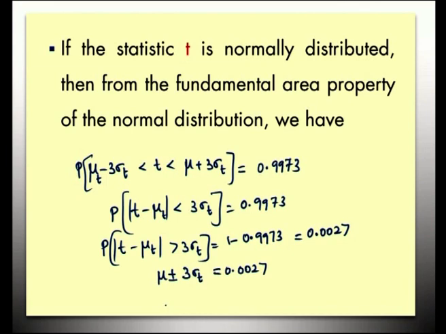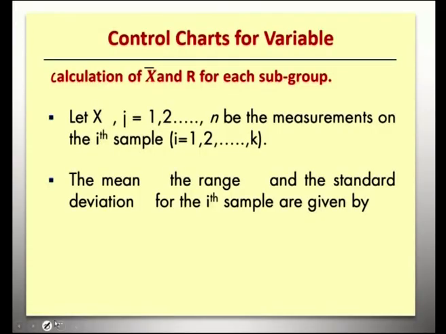Control charts for variables. As already discussed, there are two types of control charts: one is control charts for variables and the other is control charts for attributes. Control charts for variables are the x bar chart, R chart and standard deviation chart. Among the three charts, two are given more importance, that is the x bar and R charts. Calculation of x bar and R for each subgroup.